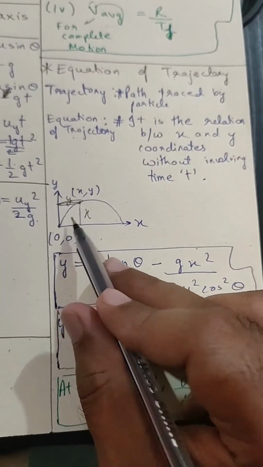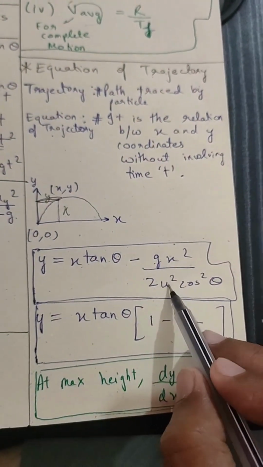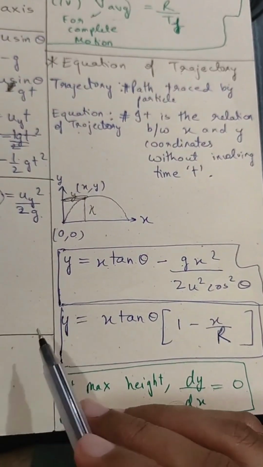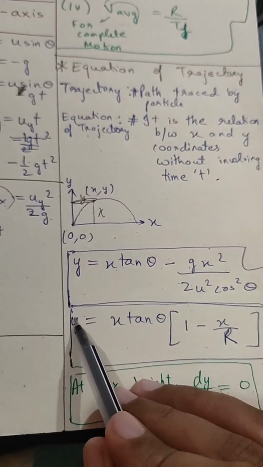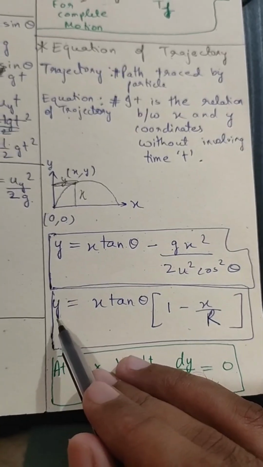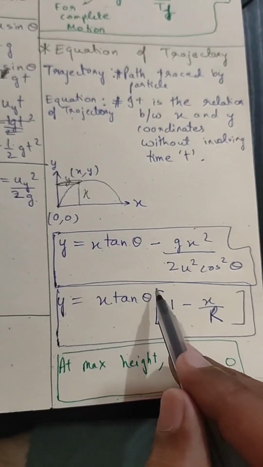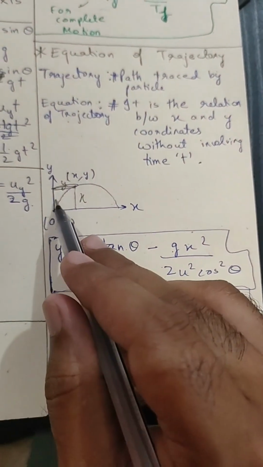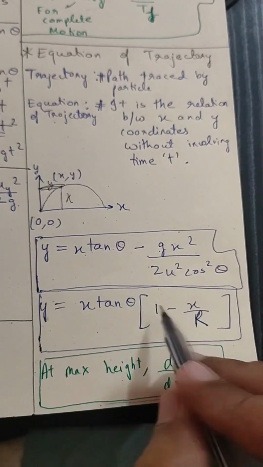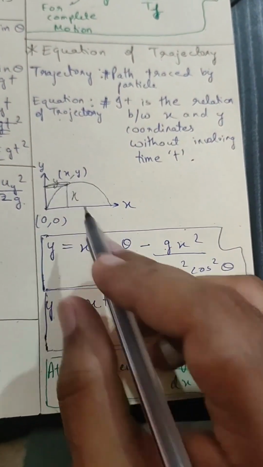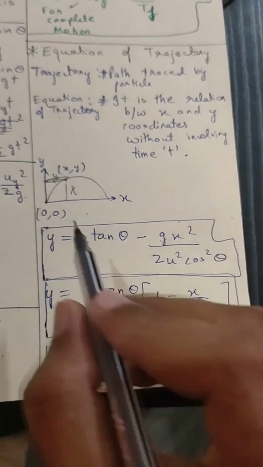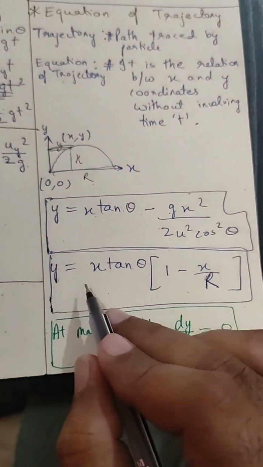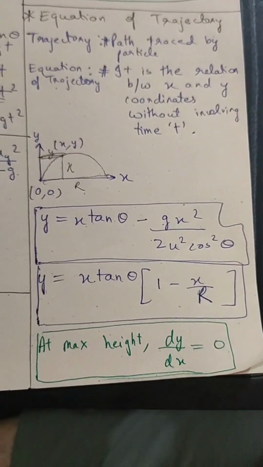Theta is the angle at which the ball is projected, g is the acceleration due to gravity, and u cos theta is the initial velocity in the x direction. Then we have another very important formula for the equation of trajectory, which is y is equal to x tan theta multiplied by 1 minus x by R, where x and y are the coordinates and R is the complete range of the motion. So these are the two equations of trajectory we need to remember.